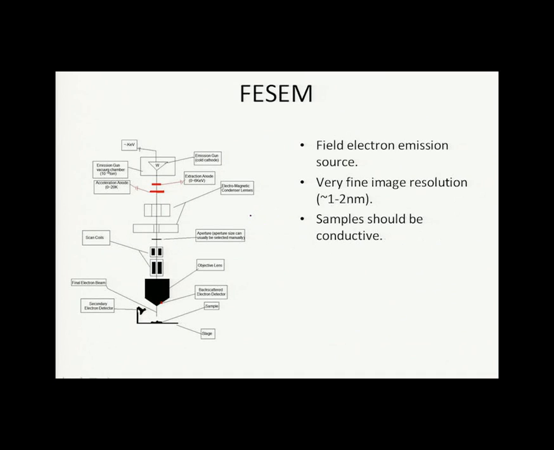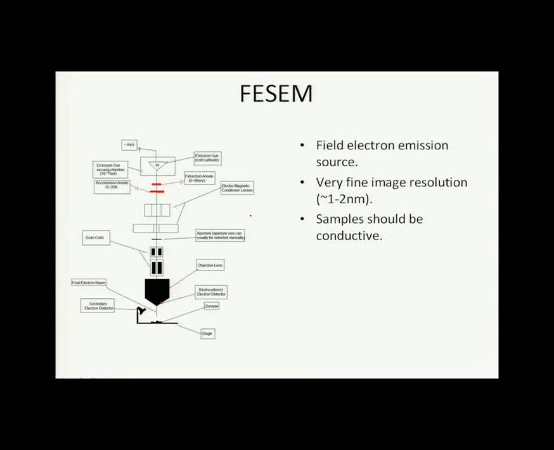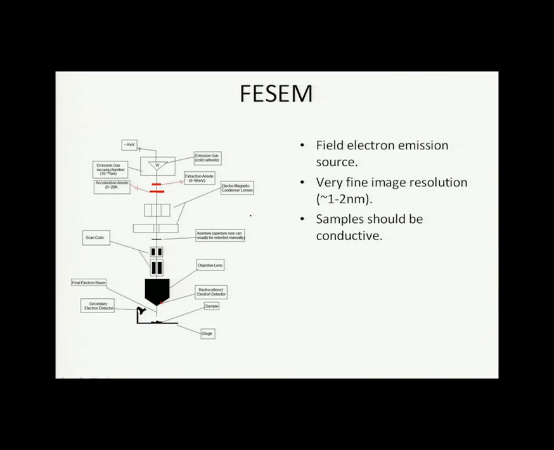So here's a diagram for an FESEM. We have a field electron emission source. We have very fine image resolution, 1 to 2 nanometers, and the samples again should be conductive. Okay, we'll talk about the importance for samples to be conductive later, but for now, let's just be aware we're bombarding our sample with electrons, and then we're trying to detect electrons coming off of that surface. So if we have a buildup of electrons, okay, then our detectors will start picking up false information.